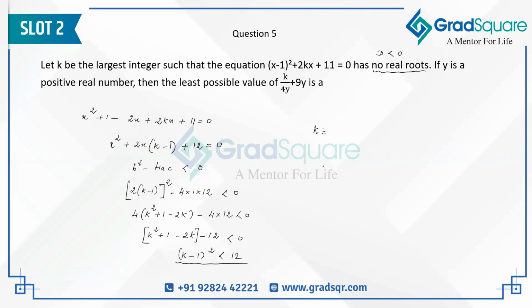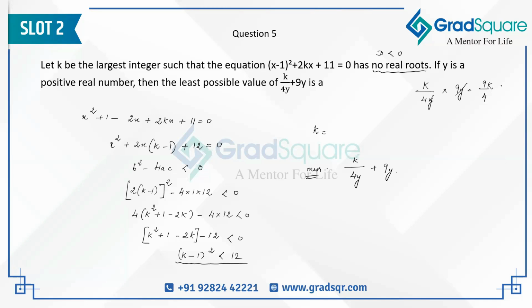Okay, now they're asking me k divided by 4y plus 9y, the least possible value. So they're asking the minimum value of the sum of two numbers. So you should have known the product of these numbers. So let us have a look at the product of these numbers, my dear. The product of these numbers, now k divided by 4y into 9y, this would have given me 9k divided by 4.